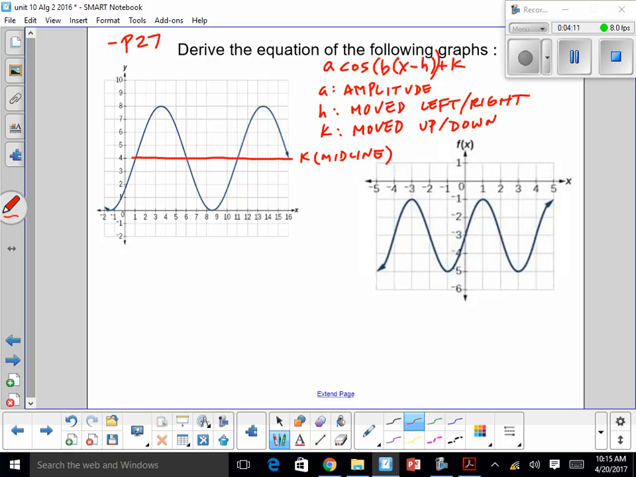All right. Now, here's what's important for this one. We are doing cosine on this one. There's a certain part of this picture that we start on.